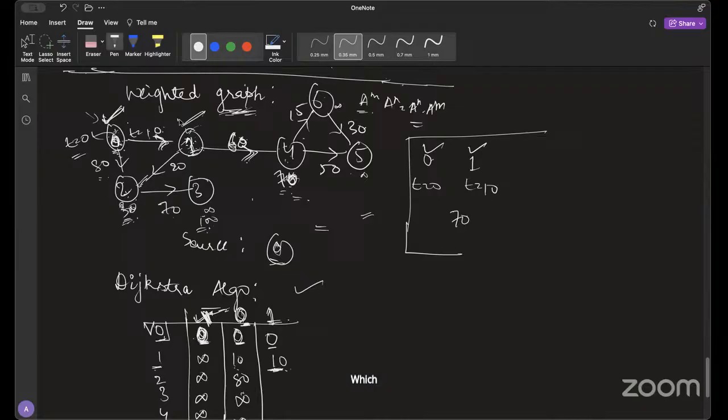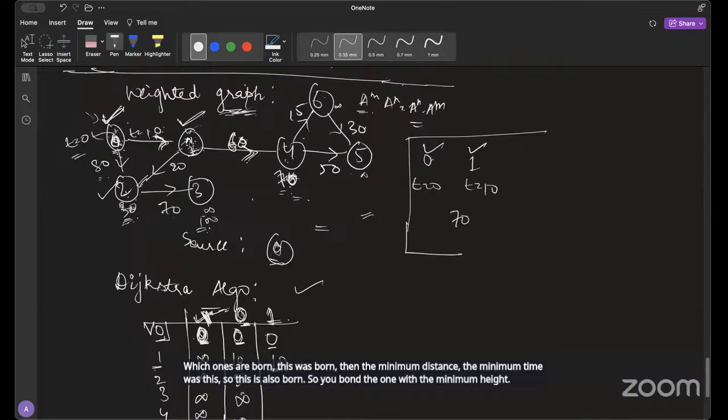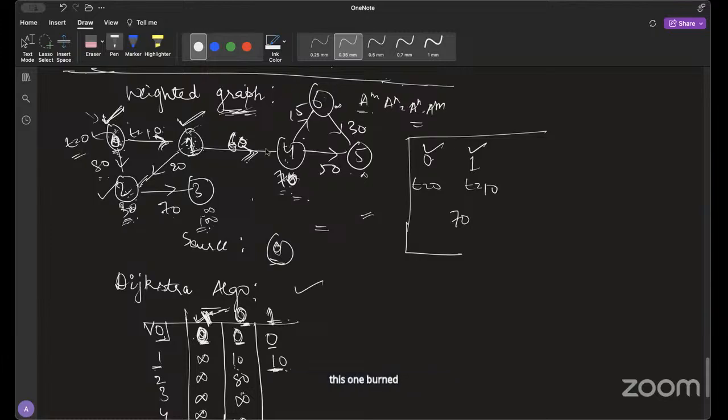Which ones are burned? This was burned. Then the minimum time was this, so this is also burned. So you burn the one with the minimum time. This one had the minimum time at first. This got burned. Then you look at 2 and 4. So 4 has time 70, 2 has time 30. So this will get burned first. The second one gets burned first. And then you move on to the next ones.